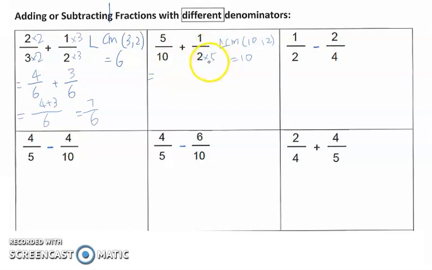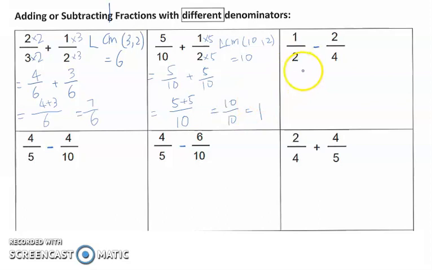Because we don't want to change the value of the fraction, whatever we do to the denominator, we have to do the same thing to the numerator. So that would be times 5 on the numerator as well. Now what we have is 5 over 10 plus this half becomes 5 over 10. 1 times 5 is 5, 2 times 5 is 10. Now we have a look at these two fractions. They have the same denominator, which is 10, and we have 5 plus 5 for the numerators, and therefore it is 10 over 10, which is 1.